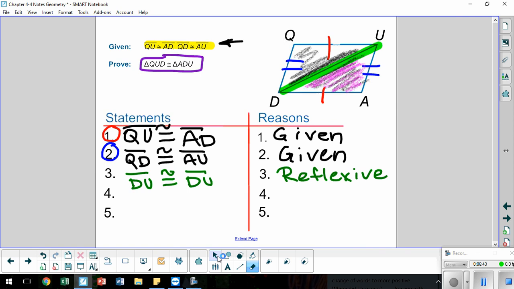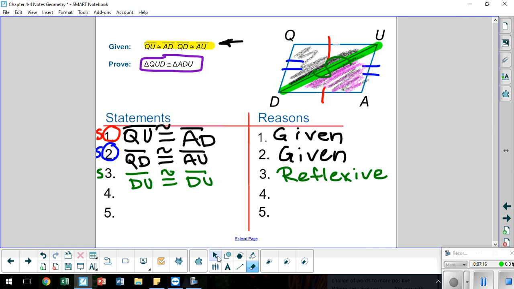Okay, so this little side, this little side, and this little side. So, in the way we actually mark it, between S like that. This is interesting.